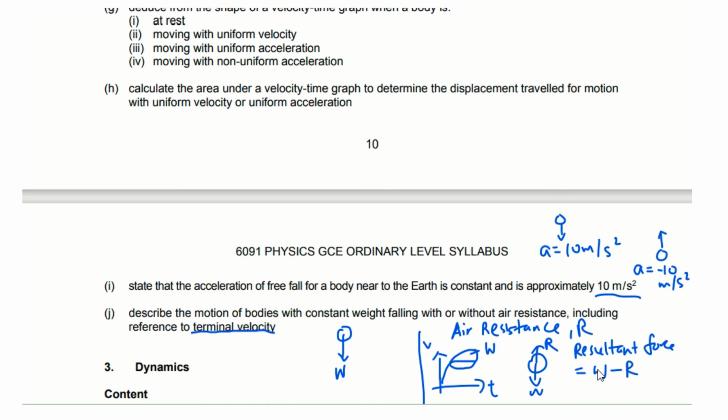And W is equal to R. So you need to be able to explain what happens when an object is moving in the presence of air resistance, and you need to know what terminal velocity is. It's basically the maximum velocity reached when an object is allowed to fall freely and its weight is now equal to the air resistance. So there's no resultant force acting on it.